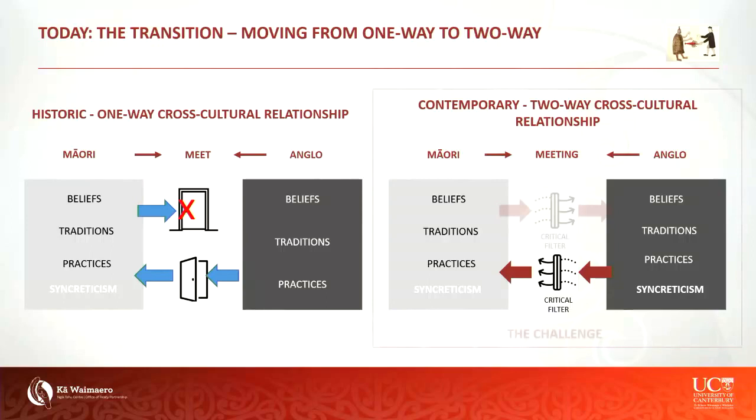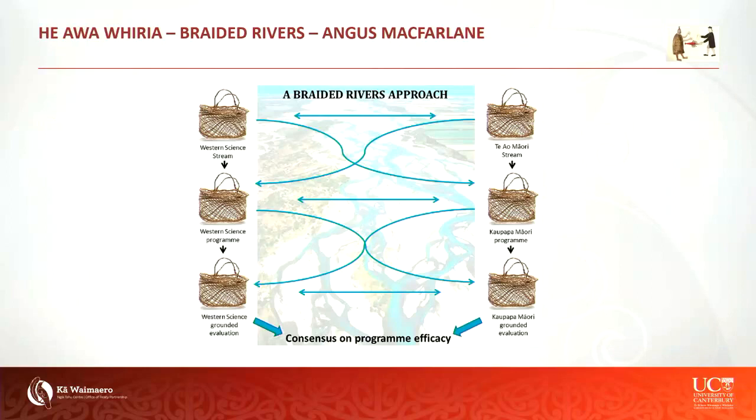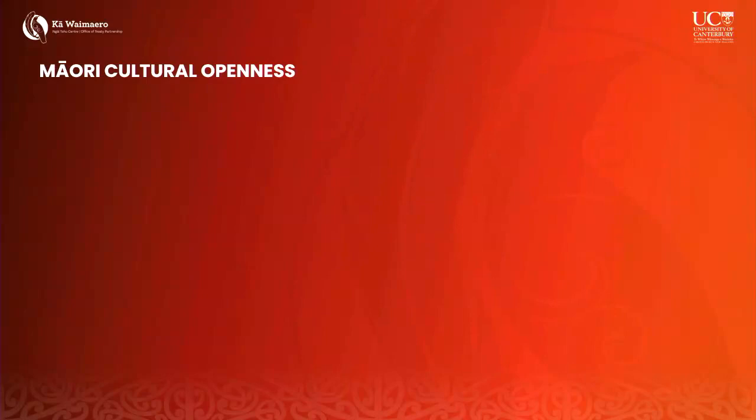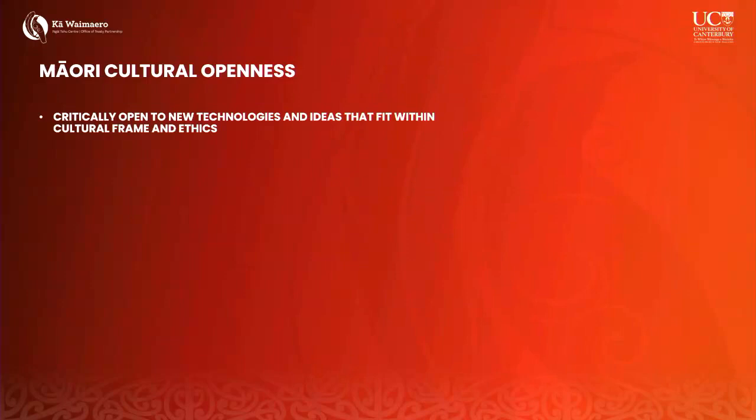And I think this fits into Angus McFarlane's braided river approach, where he often uses this image of braided rivers showing different cultures coming together and coming apart and coming together, and how there's this idea of creativity that comes when cultures come together and relate to each other in that way. And my view is Māori work right across cultures. They're bicultural in that sense, quite open. So Māori are culturally open to new technologies and ideas that fit within the cultural frame. Moving from one to two-way cross-cultural relationships.